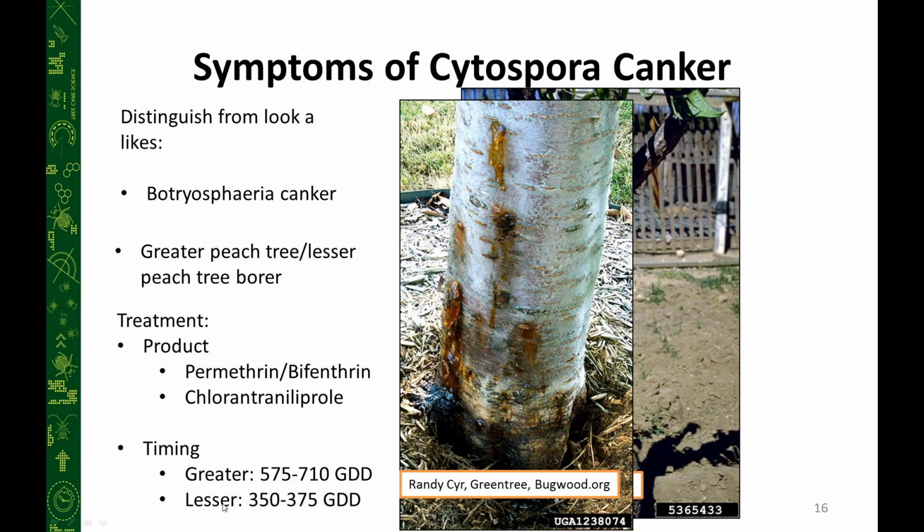And so from a growing degree day standpoint, the lesser peach tree borer is active earlier in the spring, between 350 and 375 growing degree days. That's when we're beginning to see those first adults emerge. And then the greater peach tree borer comes out a little bit later on in the year. And again, that would be 575 to 710 growing degree days. So both still kind of early spring pests, but again, we could manage those pretty well with some of our product choices there.